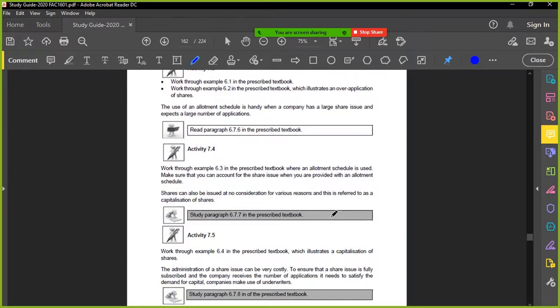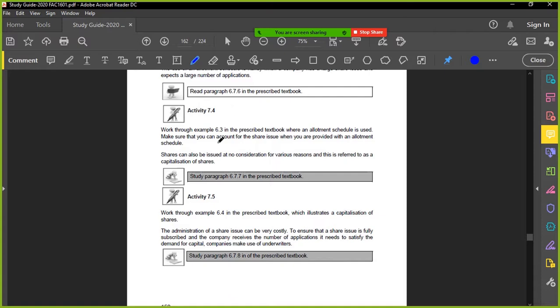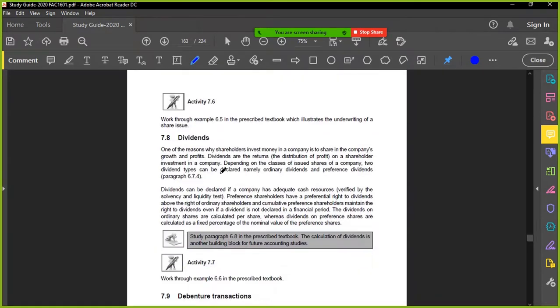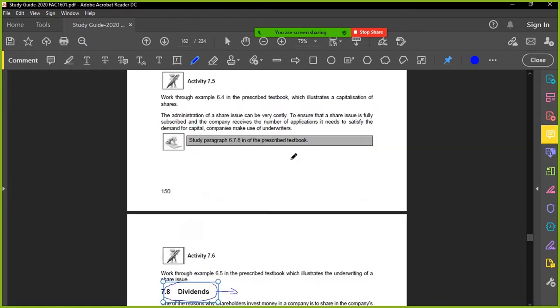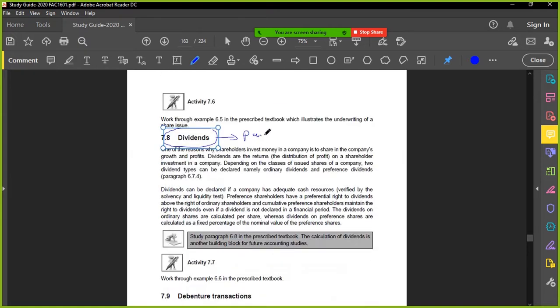All right, what else do they give you? Okay, just more references to the textbook. Okay, dividends you should know. We spoke about it earlier. I even wrote it down on that previous slide there. I'm going to write it down again.